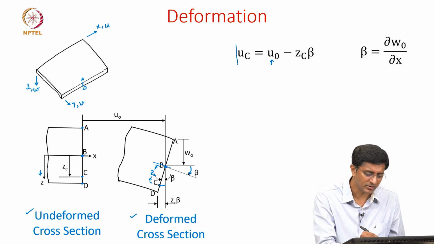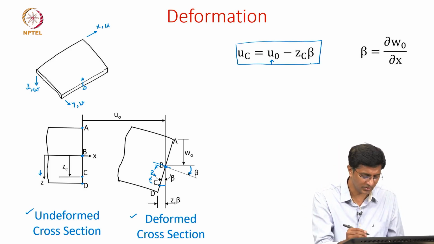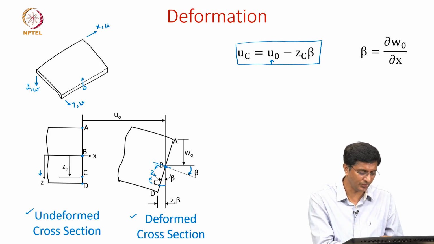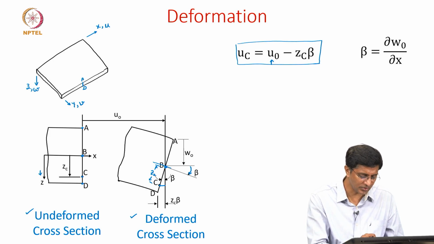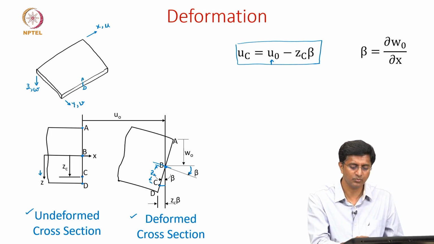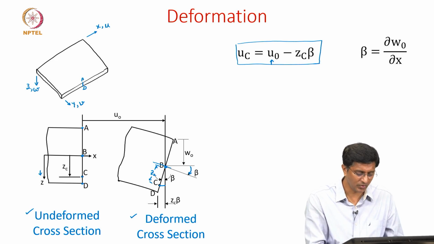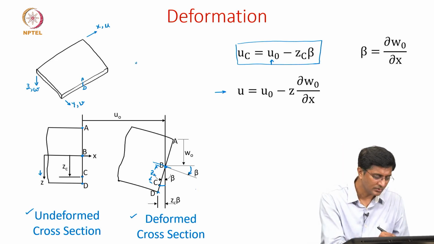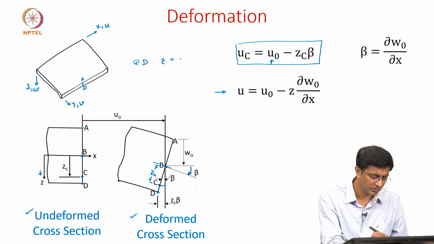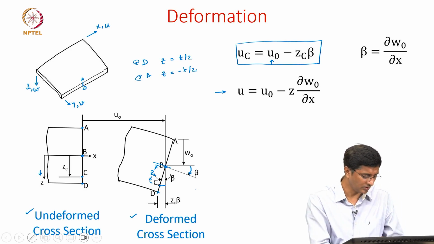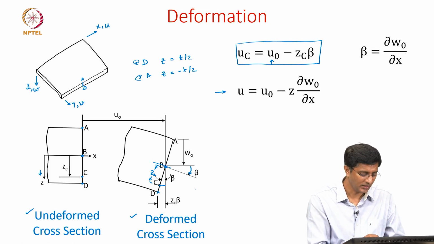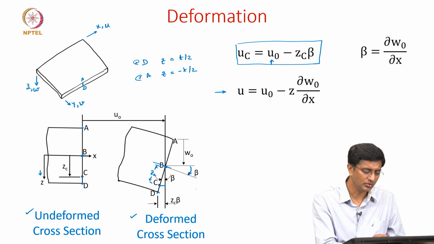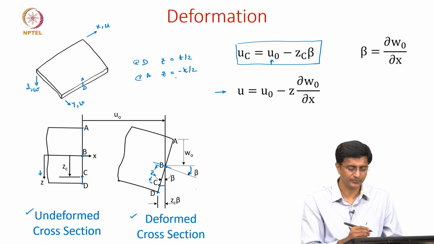So we got this expression from looking at this geometry here, saying that there is a displacement u naught at the mid surface, and because of this rotation we have this product zc times beta. But beta, we noticed, is the slope of the mid surface. So at point D the z value is t by 2, the half thickness, and at A the value of z is minus t by 2. The reason being, we have defined the z axis going downwards, starting at the mid surface. So the value of z is minus t by 2. Okay.